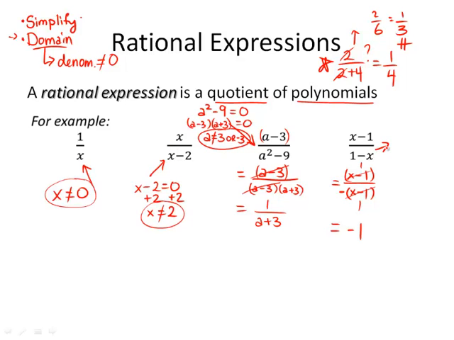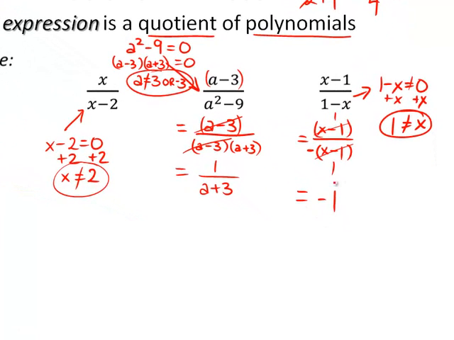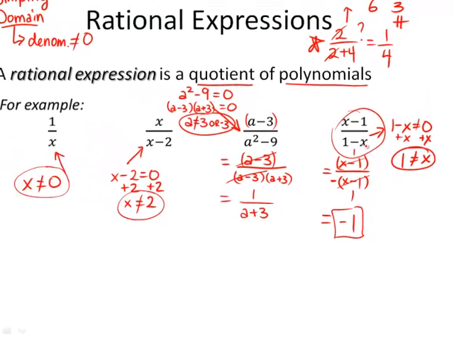Now, what would the restriction be here? From the original, 1 minus x could not be 0. So we could solve this. We could just add x to both sides. We get x does not equal 1. Even though the answer is negative 1 in simplified form, the variable in the original question was restricted to all real numbers except for positive 1.